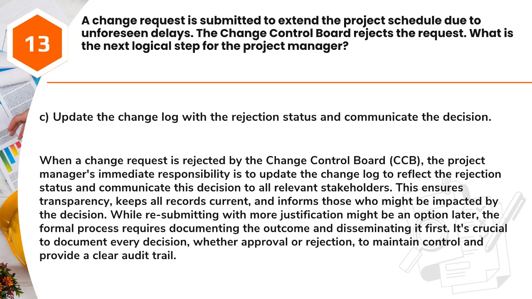Answer: C. Update the change log with the rejection status and communicate the decision. When a change request is rejected by the Change Control Board, CCB, the project manager's immediate responsibility is to update the change log to reflect the rejection status and communicate this decision to all relevant stakeholders. This ensures transparency, keeps all records current, and informs those who might be impacted by the decision. While resubmitting with more justification might be an option later, the formal process requires documenting the outcome and disseminating it first. It's crucial to document every decision, whether approval or rejection, to maintain control and provide a clear audit trail.